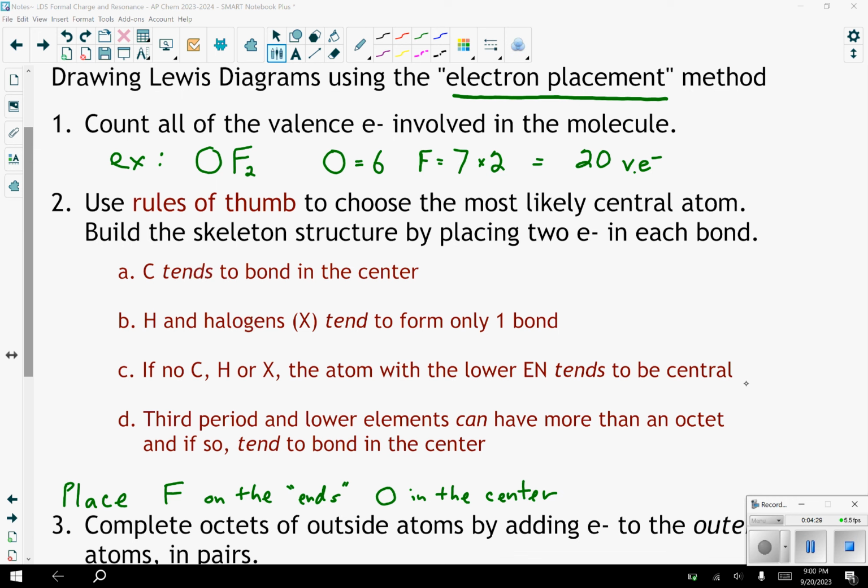And finally, you want to remember that elements in period 3 or lower can have more than an octet around them. And when one of those elements like chlorine or phosphorus or sulfur do bond with an expanded octet, they tend to be in the center. Now let's follow those rules for oxygen difluoride. Well, because fluorine is a halogen, I'm going to place that on the ends, and I'm going to place oxygen in the center.